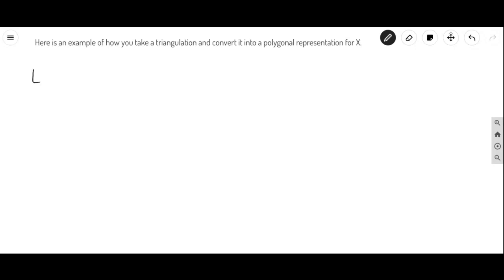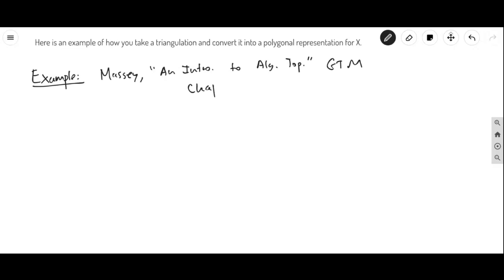Now, this is an example that I took from a book by Massey. I think it's called An Introduction to Algebraic Topology. It's a good book. It's well written. It's a GTM book. And this is chapter 1. That's actually a good chapter in the book.